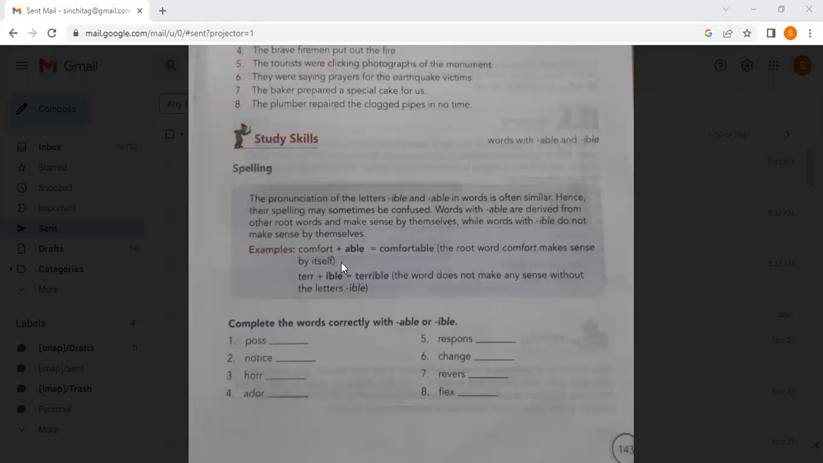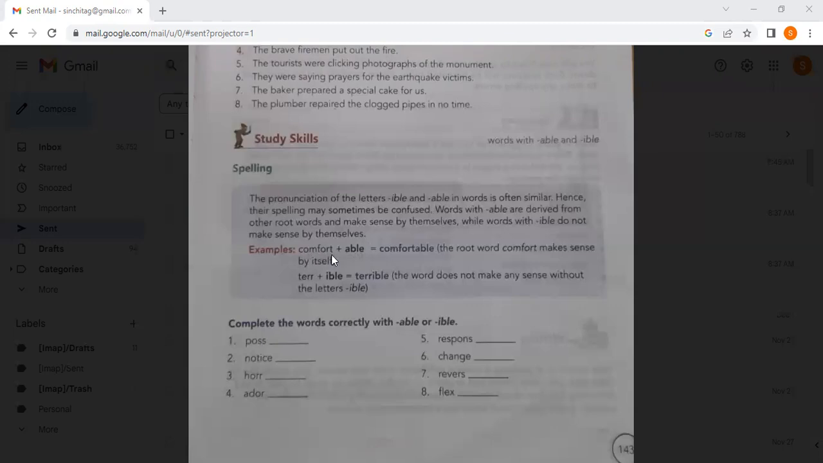See here, both the words comfort and able independently have a meaning. Comfort means to have rest, or to make oneself comfortable means to make oneself at ease with a place, or make oneself easily adaptable to a place. And in terrible, neither terr has its own meaning, nor ible has its own meaning. And what is the meaning of able? Able means to have the capacity to do something. For example, Saranya has the capacity to score excellent marks in the exam, or to make a very beautiful drawing.